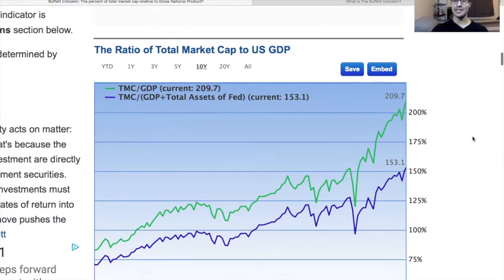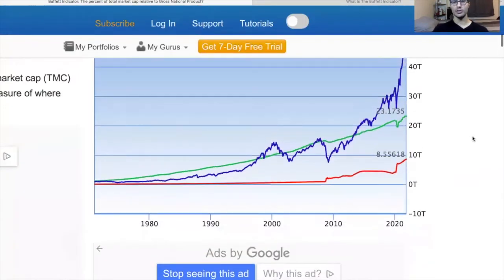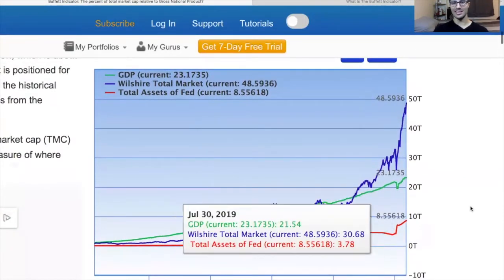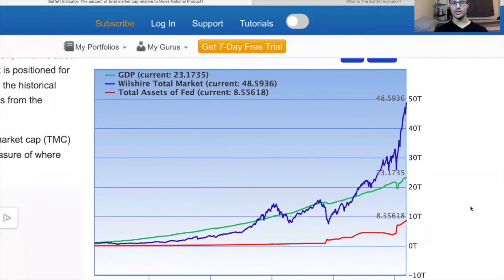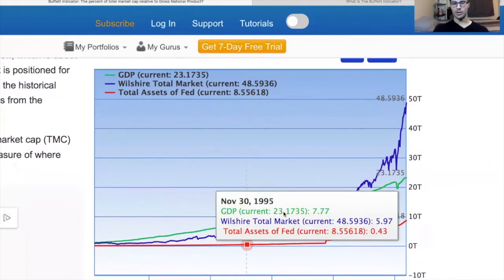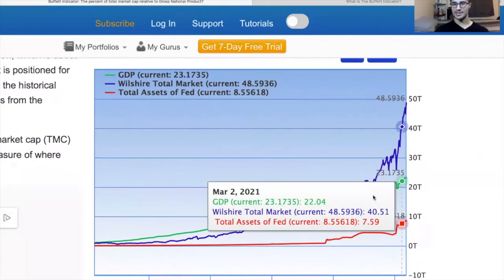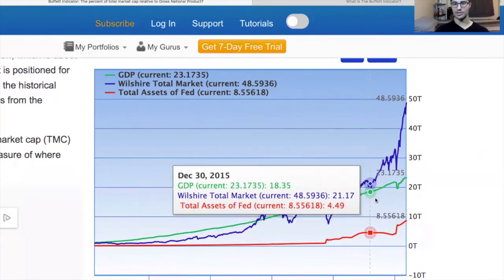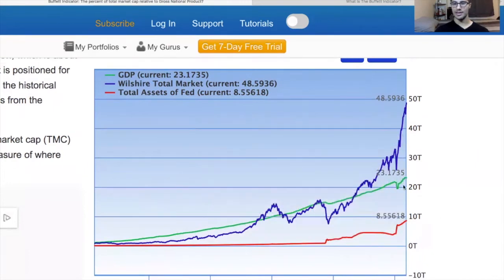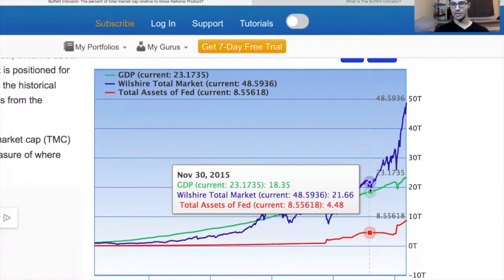And so when we take a look at this, this shows us the last 50 years, we can see that the US stock market's valuation has gone above and below gross domestic product. And since the mid 2010s, around 2015, we kind of met these two lines.